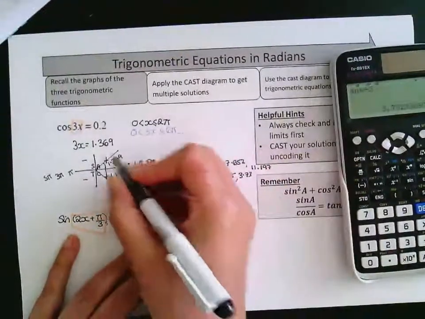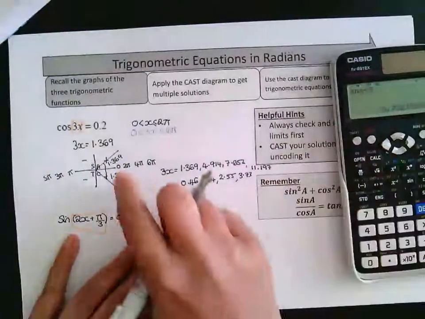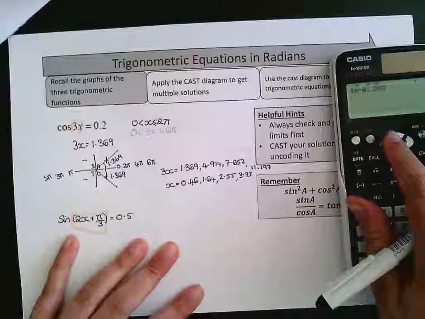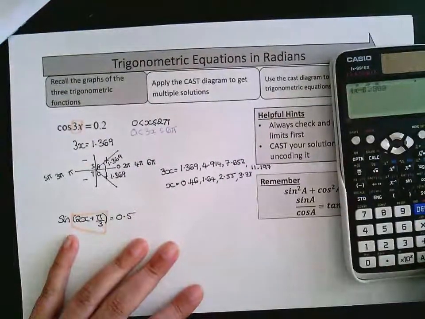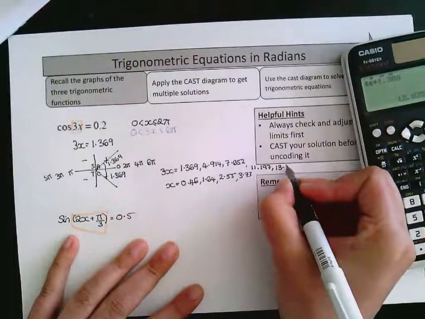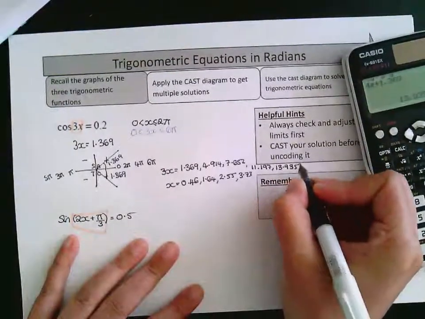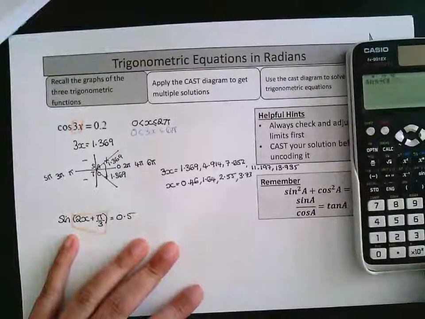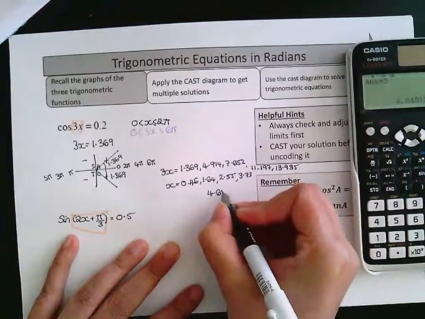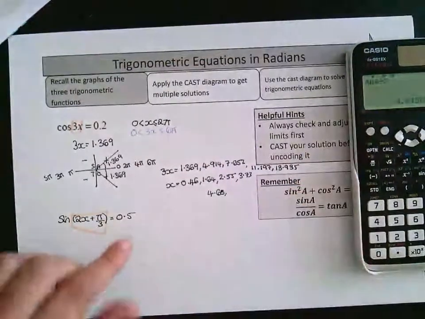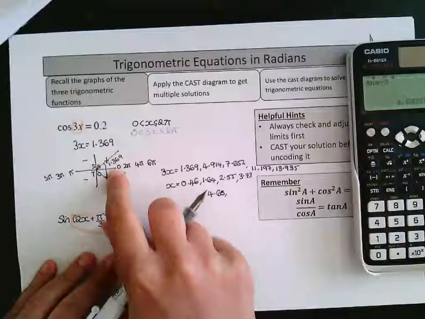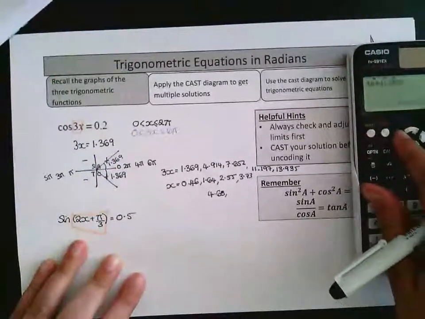Once round 2 pi, twice round 4 pi. So now we've got to do 4 pi plus 1.369, which is 13.935. I will now be dividing that by 3 to give me my next solution, 4.65. And then lastly, once, twice, this is my third time round, so 6 pi minus.